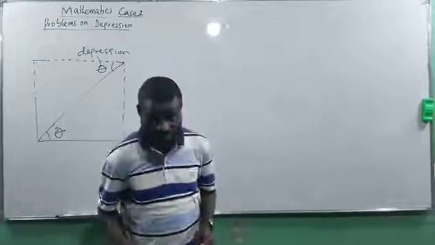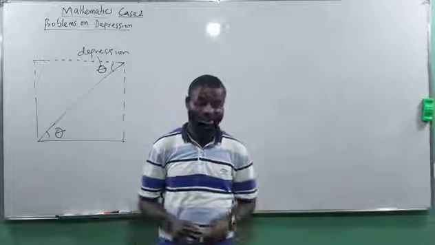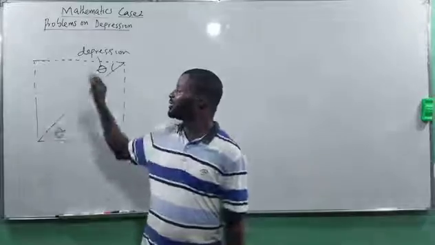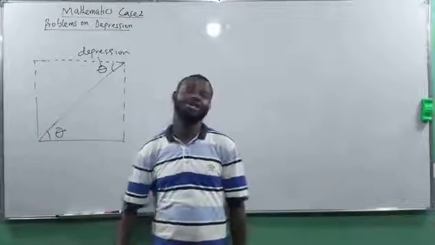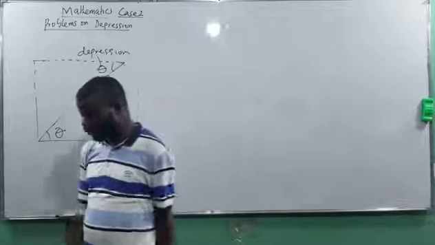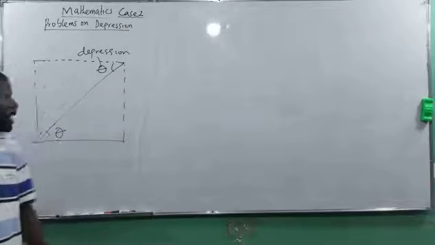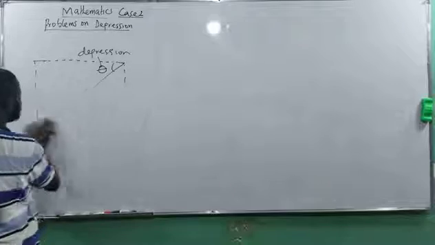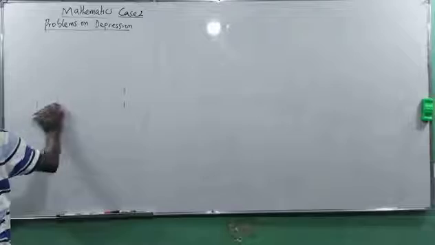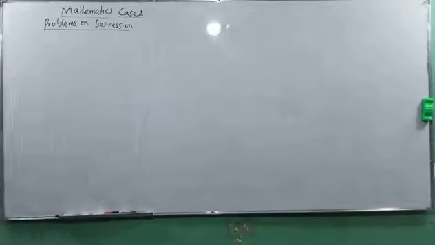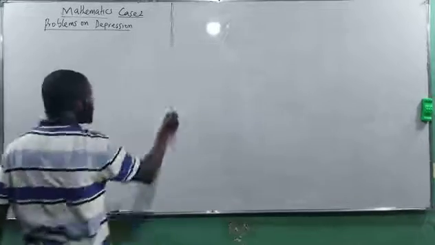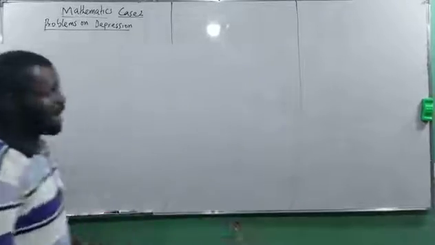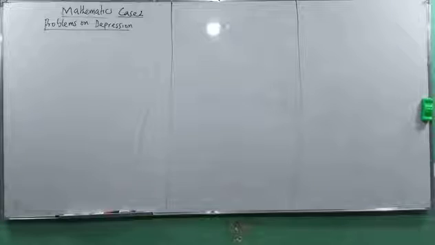Depression is when we are looking down. I think I've explained that earlier. When you observe from the top down, it means depression angle is taking place. Elevation is when you are looking up. That is what I can explain for now. I just want you to see some problems that may cause trouble. You may not understand, so I have to write out some problems, two or three if possible, and let's see how we're going to figure them out.